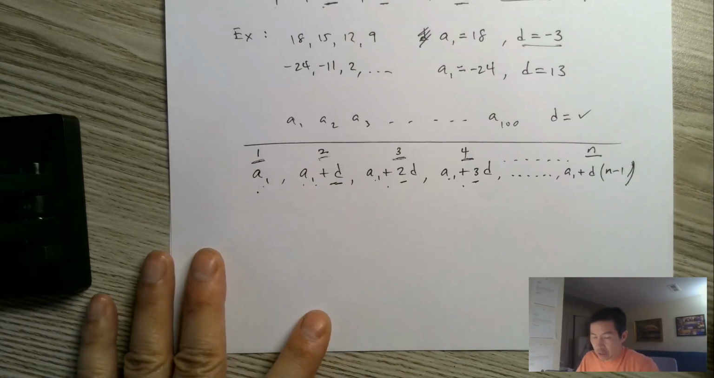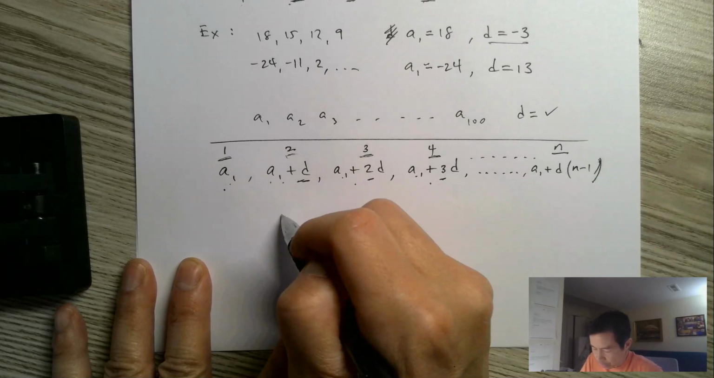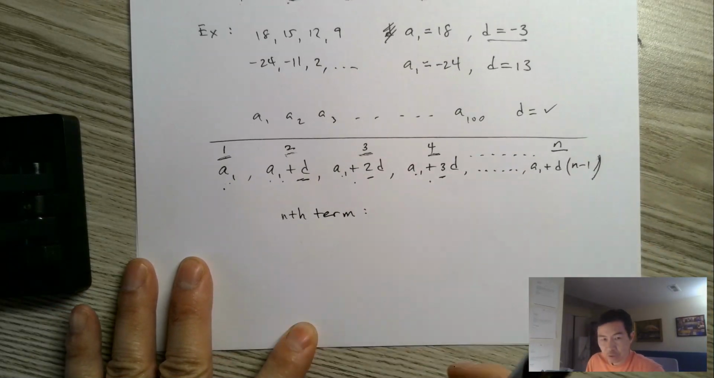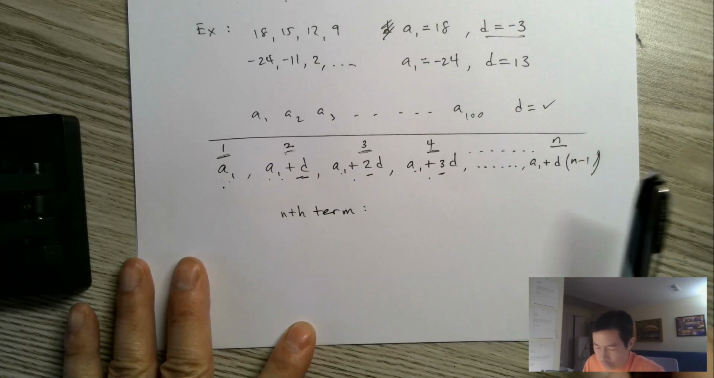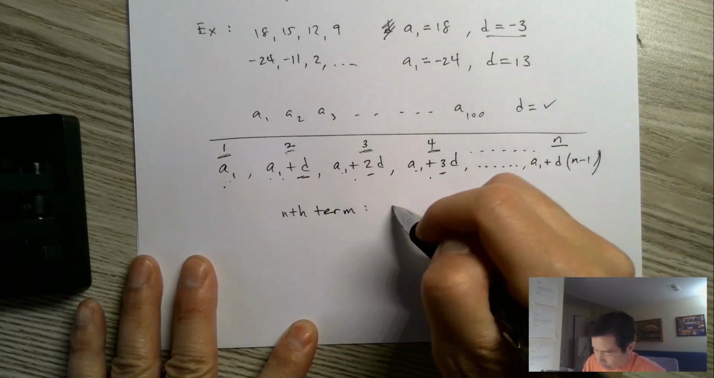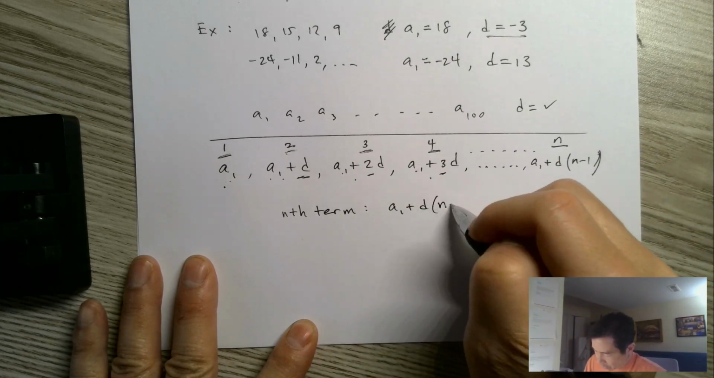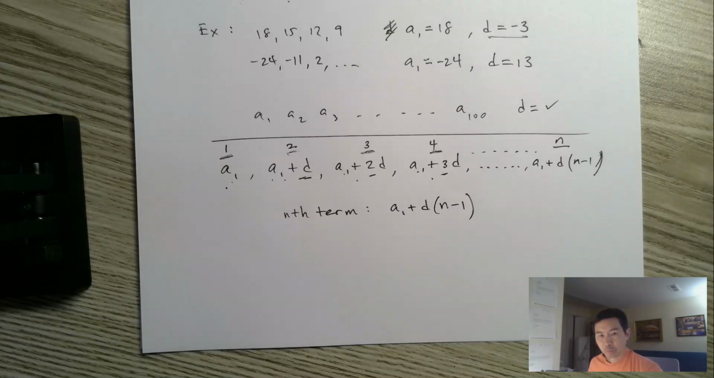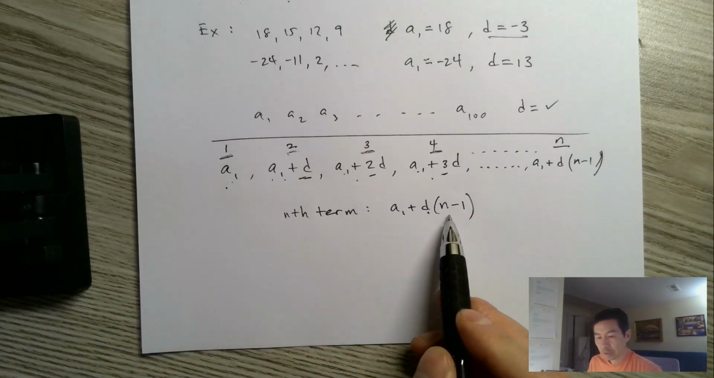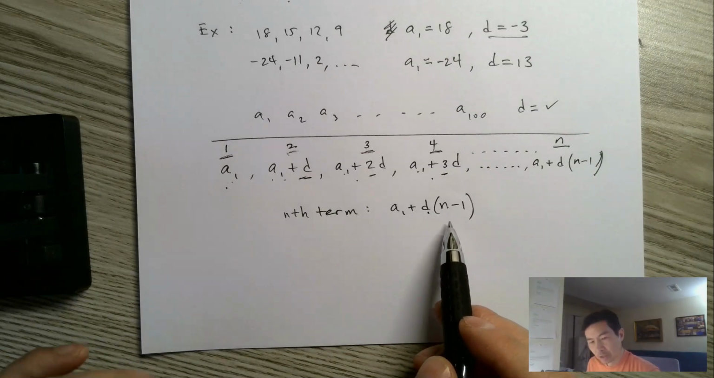So that means any term down the road I'm interested in, which I will call the nth term, even if it's 1,000,000 terms down the line, is always going to have this makeup, this composition, this DNA. A sub 1 plus d times n minus 1, because the coefficient of d is always 1 less than the ordinal number.